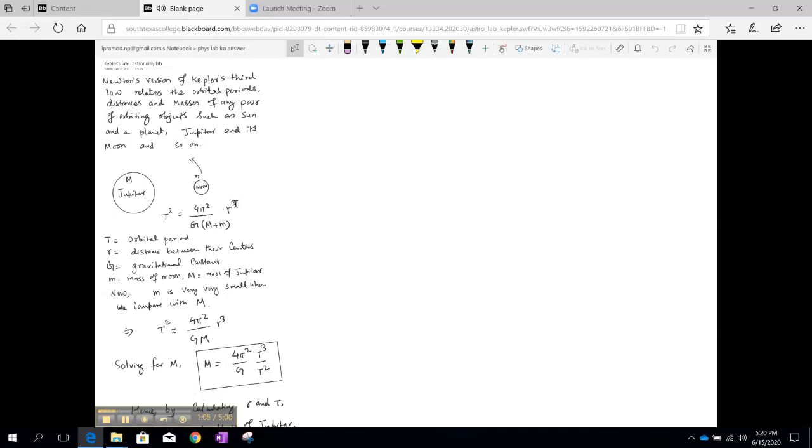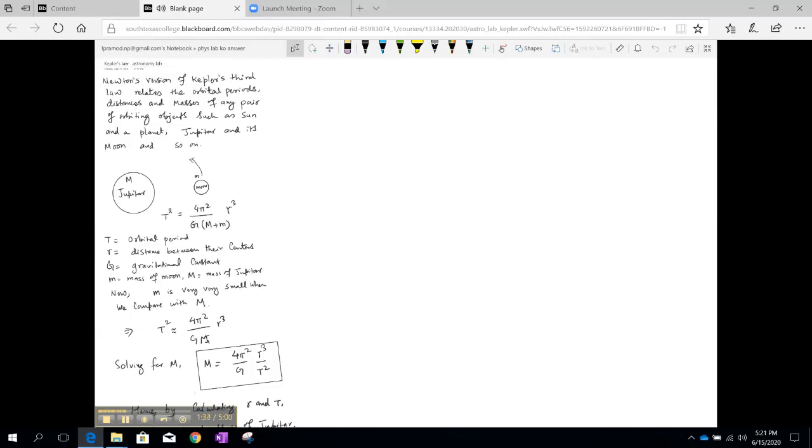And this is the radius of the orbit, which is the distance from the center of the moon to the center of Jupiter. The idea here is that the mass of the moon is so small compared with the mass of Jupiter that you can safely ignore it, and T squared would be approximately equal to 4 pi squared over G times the mass of Jupiter times r raised to the third.